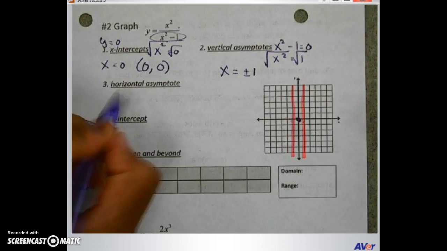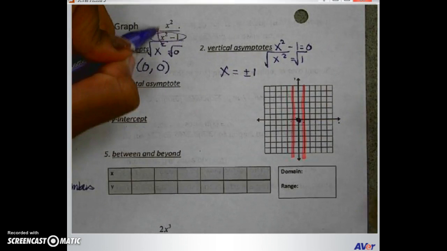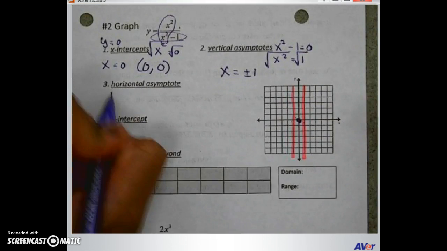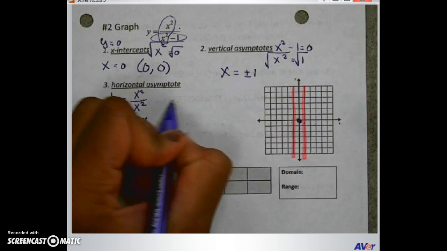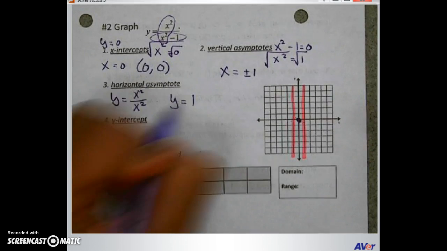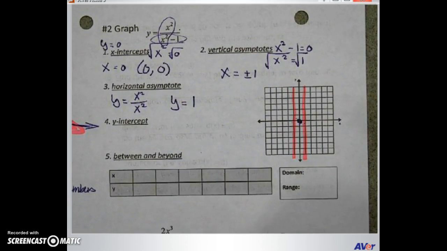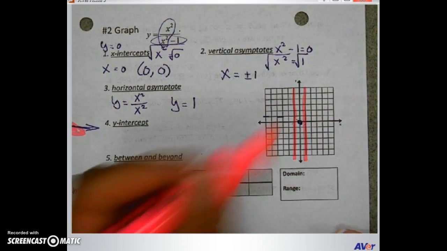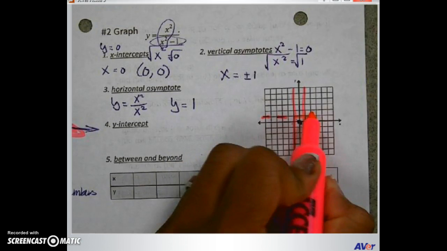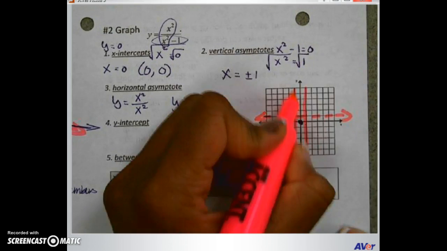Okay, the next thing I need is my horizontal asymptote. And remember, to find that horizontal asymptote, I'm looking at the leading terms, the first two terms. So this would be this over that. So y equals x squared over x squared. Well, what's x squared divided by x squared? 1. So that's that, right here at 1. Your asymptotes are supposed to be dashed, but if they're in highlighter, they can be solid. I really prefer dashed, and I kind of regret that that's not dashed.